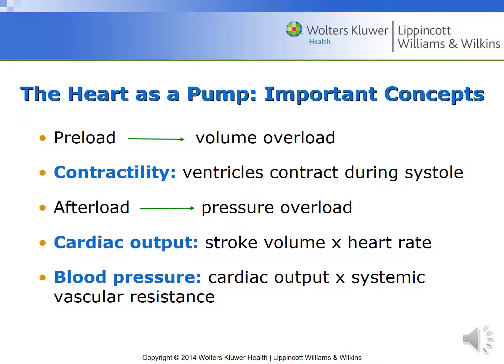Okay, so we know that preload can lead to volume overload, and afterload can lead to pressure overload. Some pathological increases in preload and afterload, which are called volume overload and pressure overload, produce changes in ventricular function that may be clinically detectable. These changes can include alterations in ventricular impulses, which you can detect by palpation, and in normal heart sounds. So there are some pathological heart sounds and murmurs that may develop.